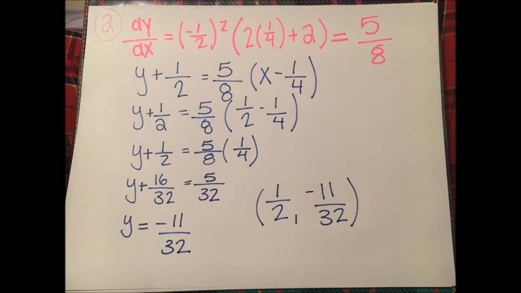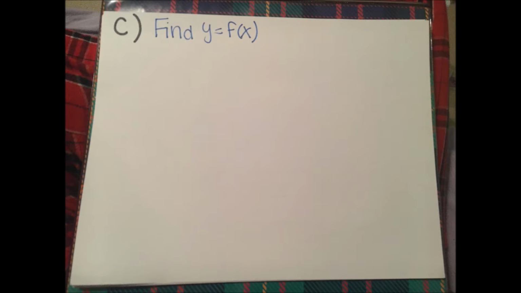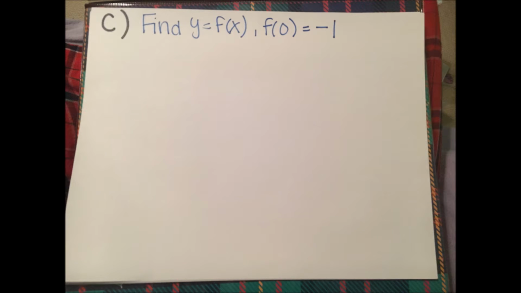And by solving, you get y equals negative 11 over 32, and that's your point. Okay, let's move on to the last section of the problem. Part C! So we are finding y equals f of x using the given point.